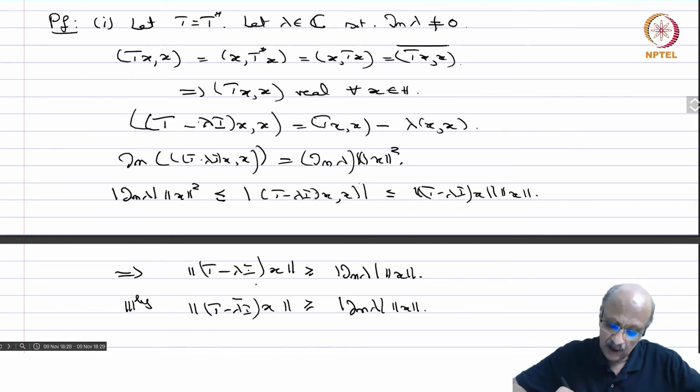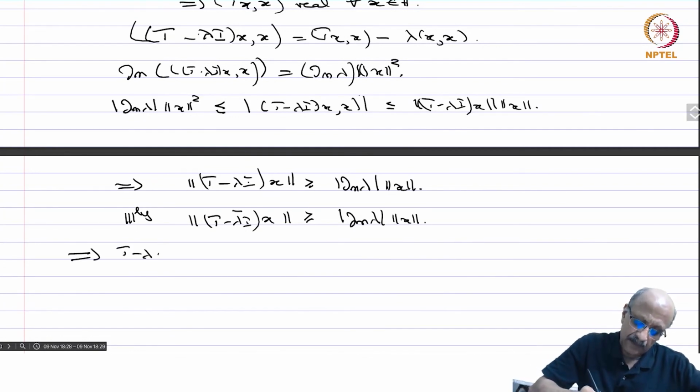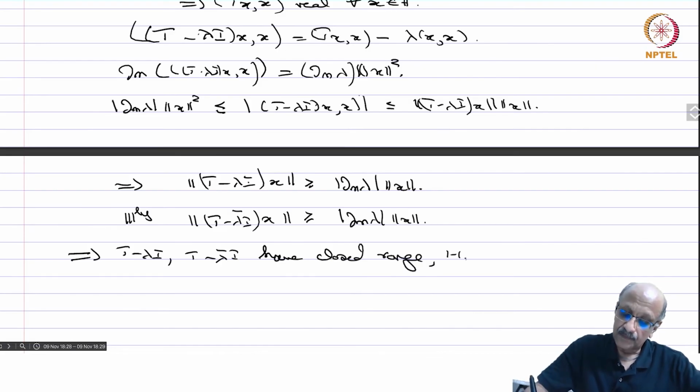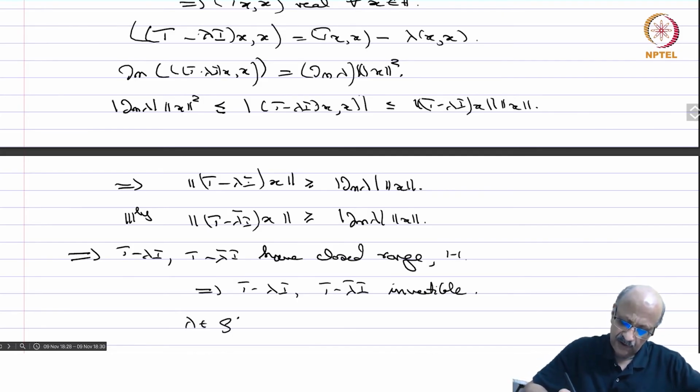Okay, so any operator which is bounded below has always closed range. So this implies that T minus lambda I, T minus lambda bar I have closed range and are both 1-1, because of this condition it's trivially 1-1. So then we have that T minus lambda I, T minus lambda bar I are both invertible by the lemma which I just proved, and therefore lambda belongs to rho of T.